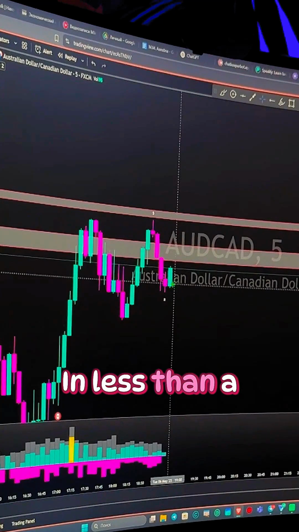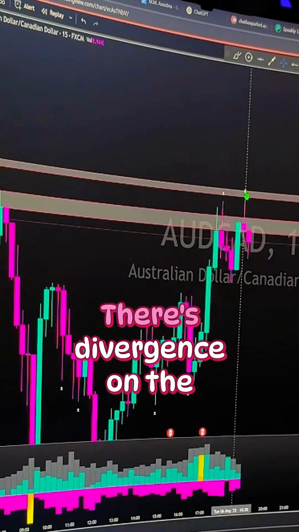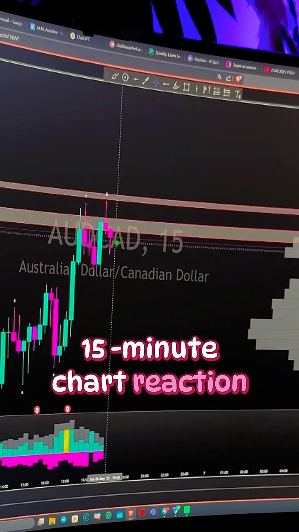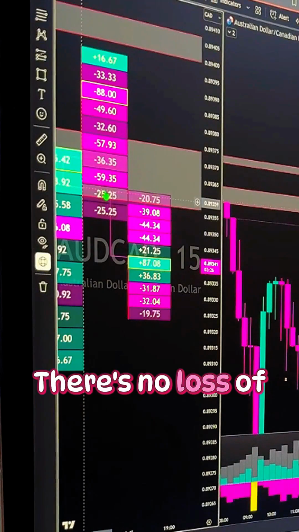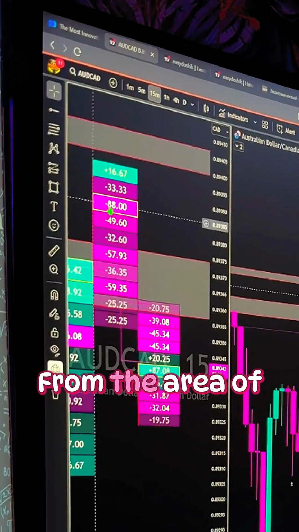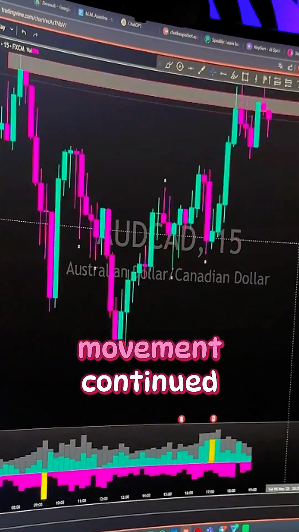Look at that. In less than a minute, it gives such a response to the buyer. What does the 15-minute chart say? There's divergence on the 15-minute chart reaction. All right, the candle. What about the cluster? There's no loss of strength at the bottom. Interesting. From the area of interest, after the seller, we moved down through it and then the downward movement continued.